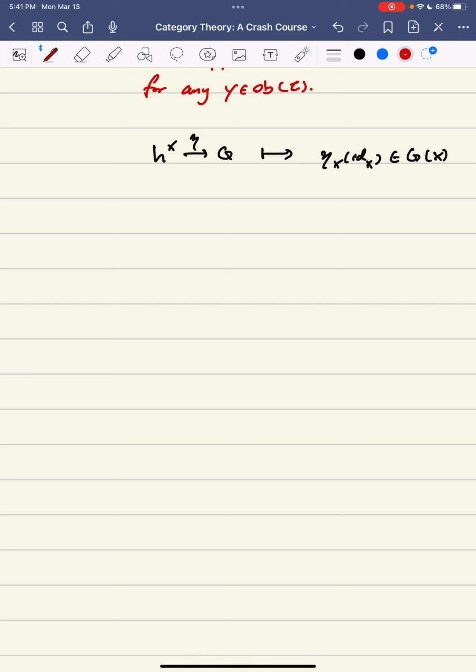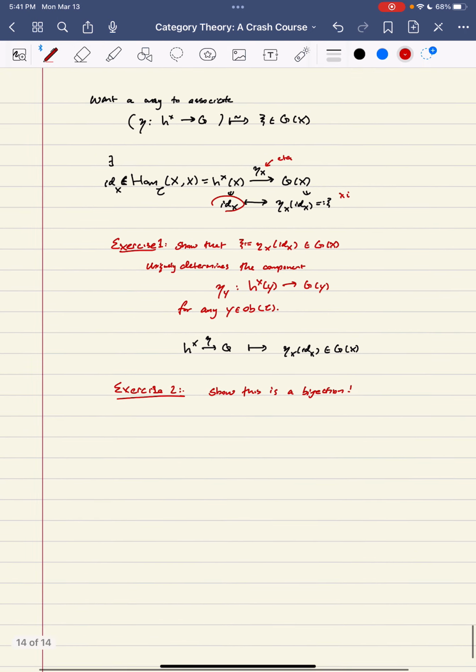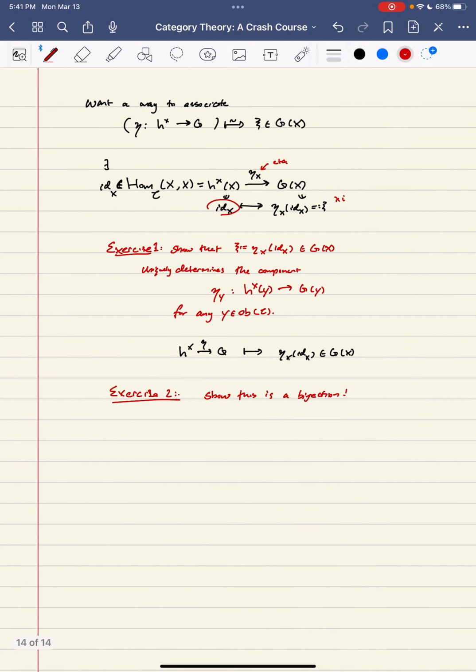Now, exercise 2. Wow, my pen is really bugging out. Show this as a bijection.